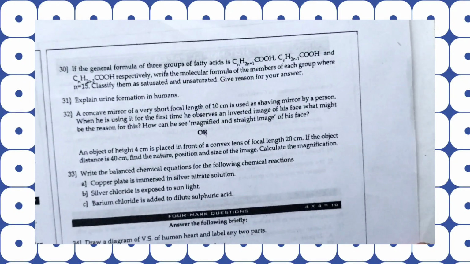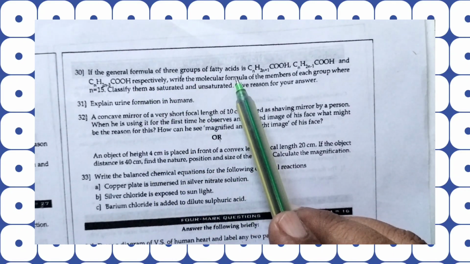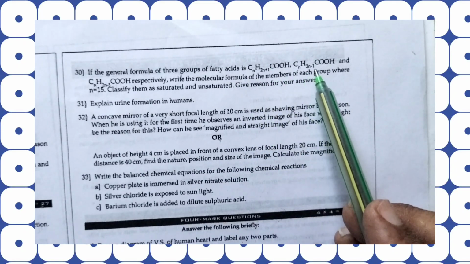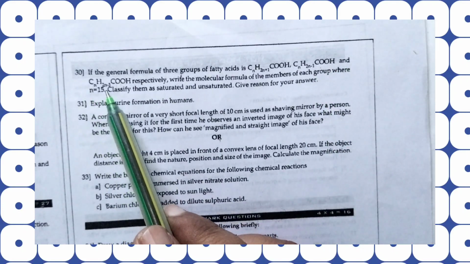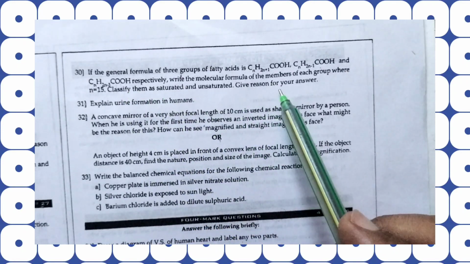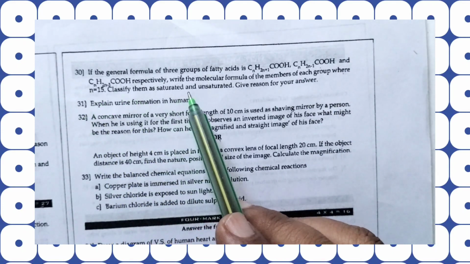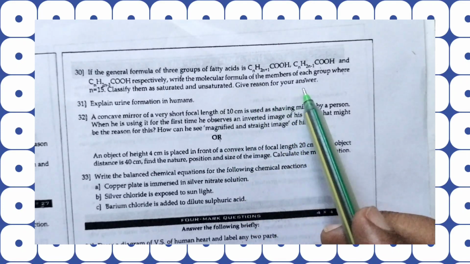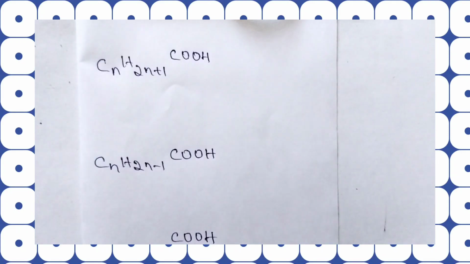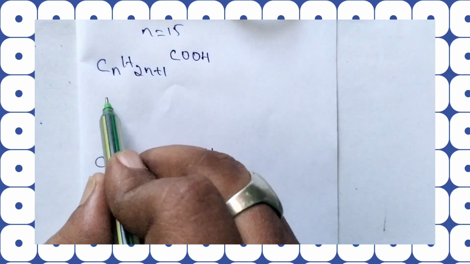So 30th question higide, that is in the general formula of three groups of fatty acids, that is CnH2n plus 1 COOH, CnH2n minus 1 COOH and CnH2n minus 3 COOH respectively. Write the molecular formula of the member of each group where n is equal to 15 and classify them as saturated and unsaturated. Give reason for your answer. So now let us answer the 30th question. So now let us give n is equal to 15. So everywhere we have to put n is equal to 15.